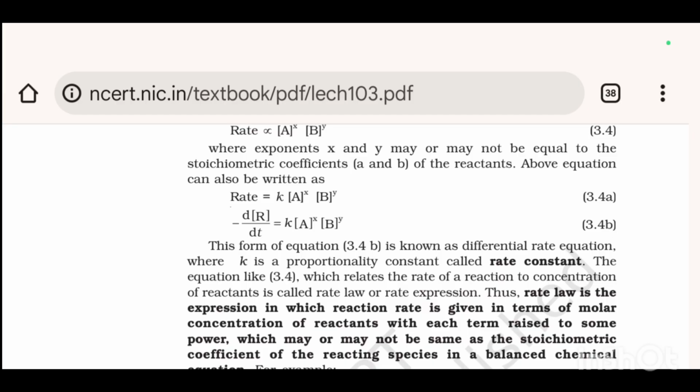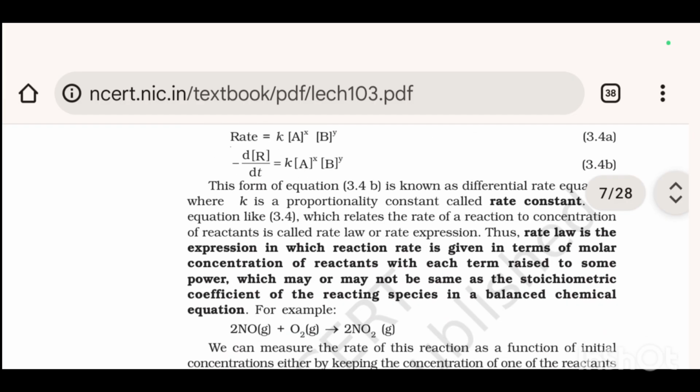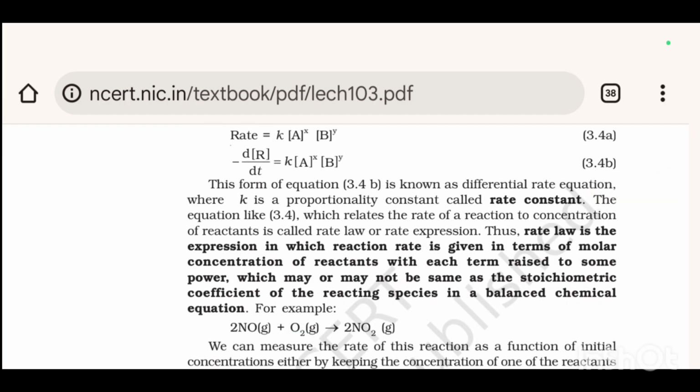The equation like this, which relates the rate of reaction to concentration of reactant, is called rate law or rate expression. Thus, rate law is the expression in which reaction rate is given in terms of molar concentration of reactants, with each term raised to some power which may or may not be equal to the stoichiometric coefficient of the reacting species in a balanced chemical equation. For example, 2NO(g) plus O2(g) gives 2NO2(g).